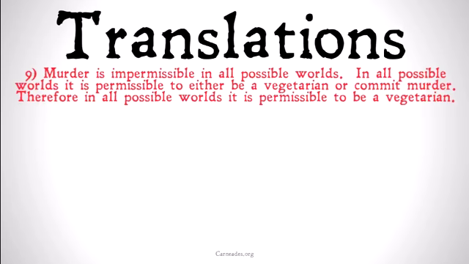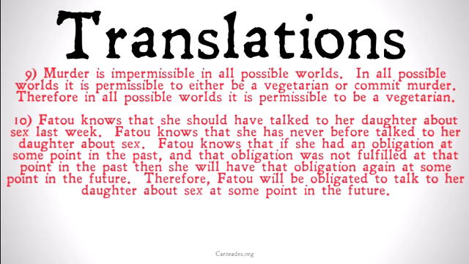Next up, number 9. Murder is impermissible in all possible worlds. In all possible worlds, it is permissible to either be a vegetarian or commit murder. Therefore, in all possible worlds, it is permissible to be a vegetarian. It's important to remember in this the way that Axiom K works and the way that Axiom K does not work. Check the beginning of the video if you're curious.